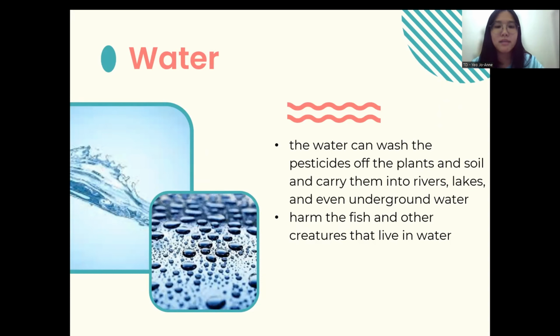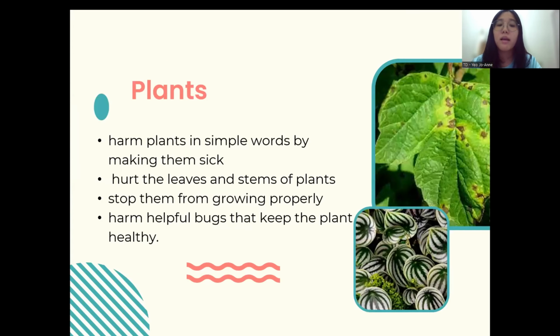Also, some pesticides can stay in the water for a long time, which can harm the fish and other creatures that live there. So, it is important for farmers to use pesticides carefully and consider other ways to protect their crops. Pesticides can also harm plants, in simple words, by making them sick.